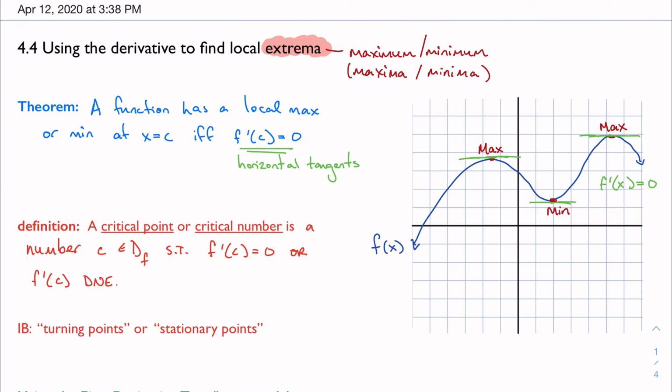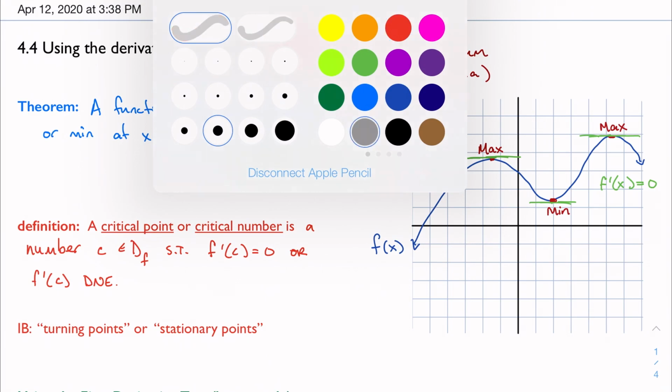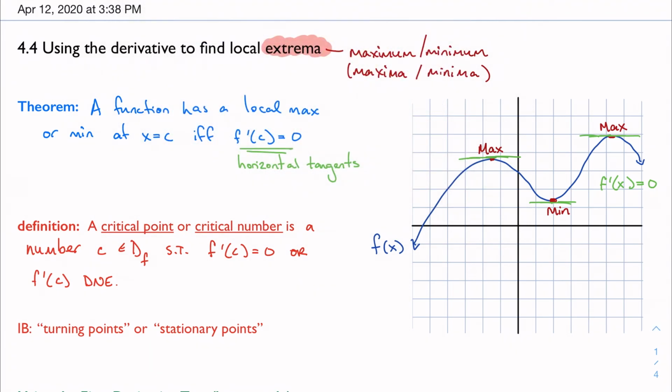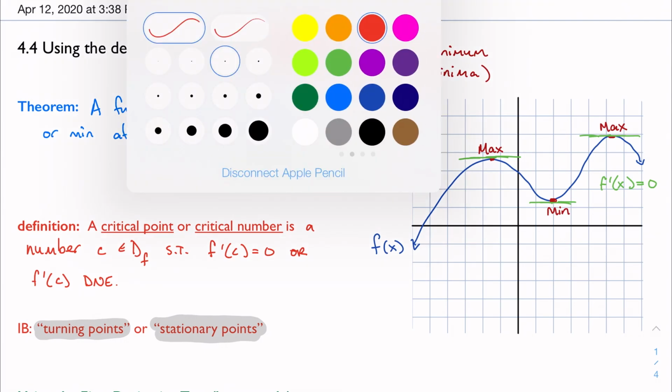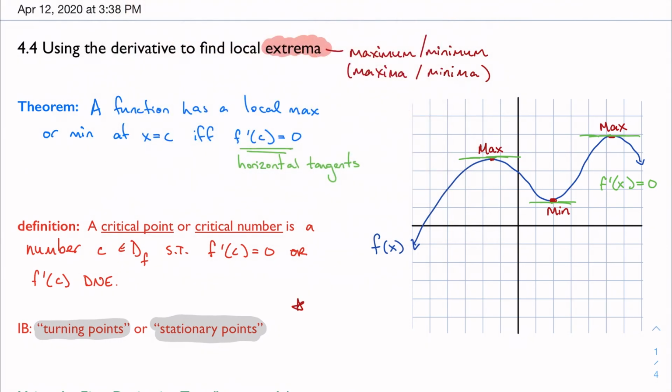And IB, being the way it is, has a couple other names for it. So you may also hear turning point, which is something that you'll hear outside of IB as well. Like if you were to take calculus in college, you might hear that as well. But they also use the phrase stationary points, and that's something that even I haven't heard until working in this class. So if you see either of those phrases, it just means the same thing. It means essentially the zeros of my derivative. That's all we're really talking about here.